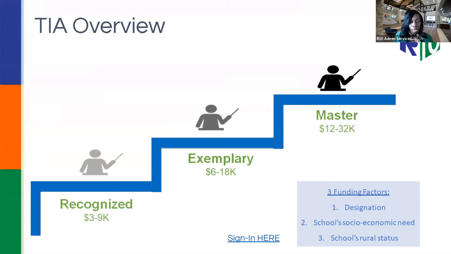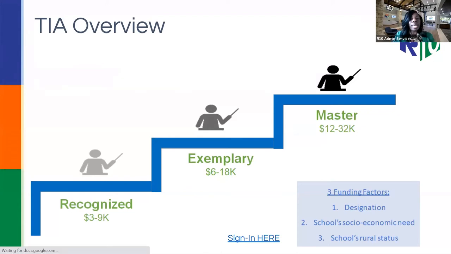There are three levels that are identified as designations with the teacher incentive allotment that you see on your screen. You see recognized, exemplary, and master. You also see a range under each one with salary increases. The amount of money allocated with a teacher who is designated is based on the socioeconomic level of the school and if the school is rural or non-rural, which is what you see in the bottom right-hand corner. Those schools with a high socioeconomic population and in a rural setting will have more money designated to their campus. And 90% of the funding must go toward the teacher's salary if they are National Board Certified on the campus where the teacher is designated.